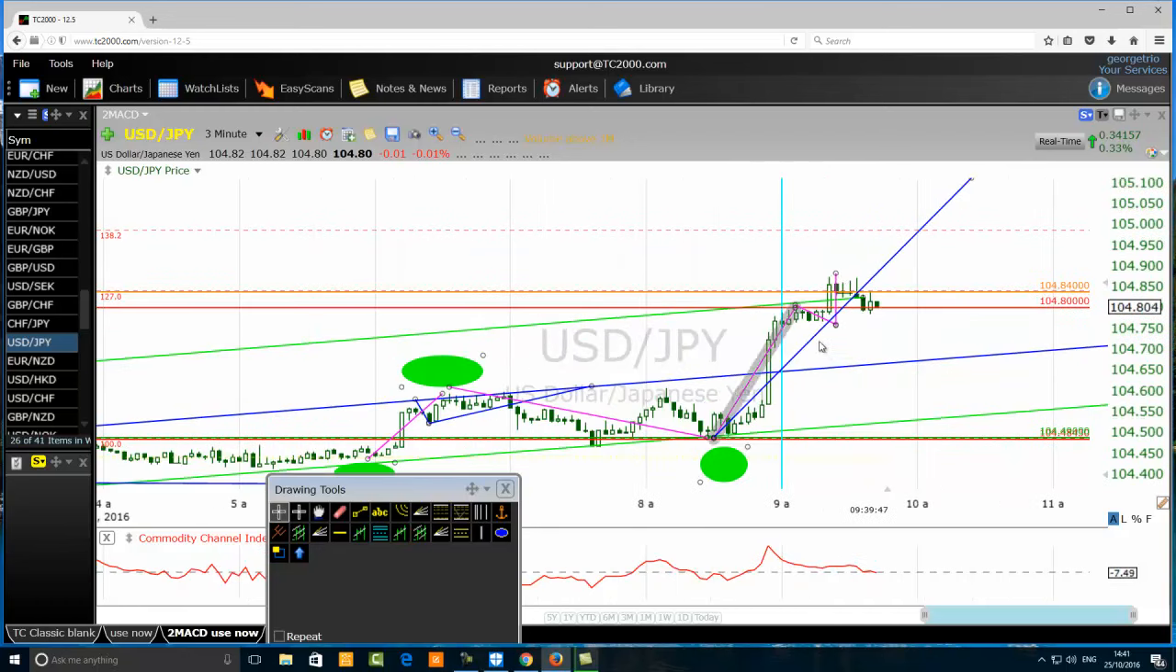So what has happened now, the price on this 3-minute time frame broke below that trend line, connecting the low of the second wave and the low of the fourth wave. The price broke below that low and retested it here, tried to retest it here, and now it's coming down. So I can sell it now.